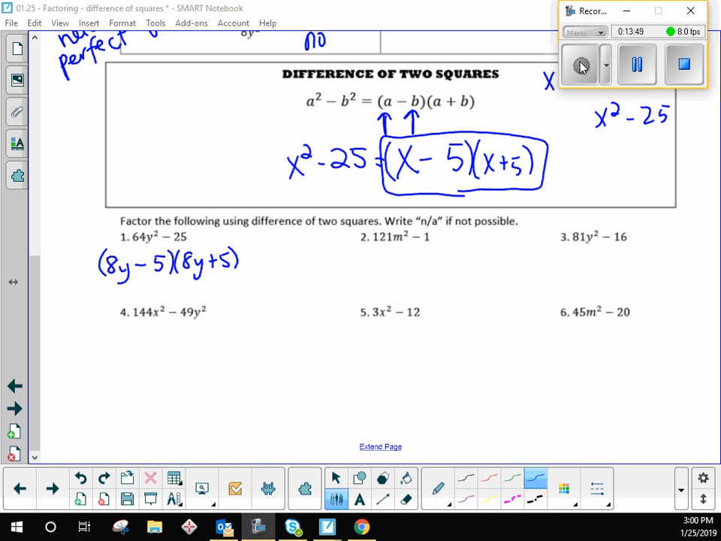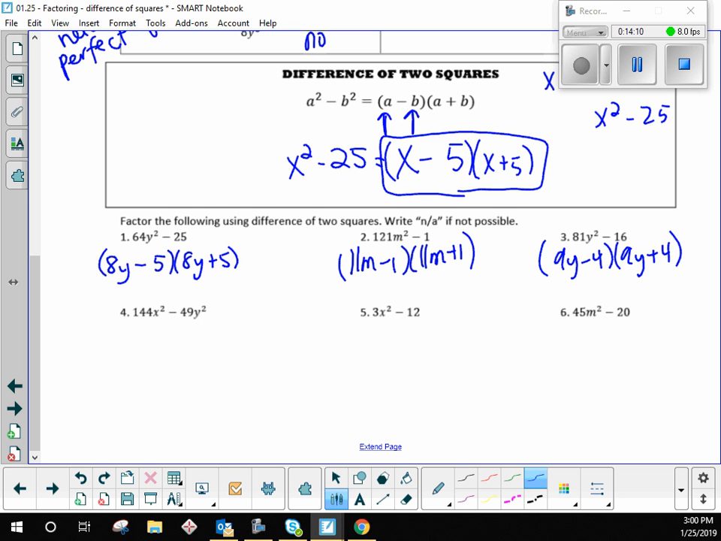5 and 5. Okay. Number 2. What'd you get? 11n minus 1. 11n minus 1. Yes. Yes. 11. You got that, Krislan? I got it, yeah. Okay. What'd y'all get for 3? 9y minus 4. 9y plus 4. 9y minus 4. What'd you get for 4? 12x minus 7. Ooh, what kind of 7?